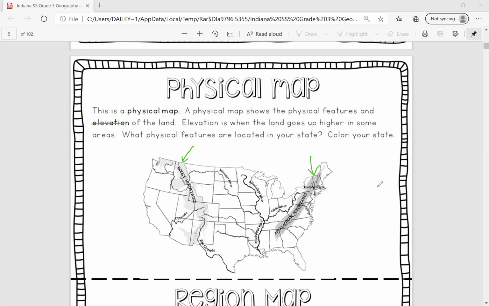What physical features are located in our state? Do we have a high elevation? Do you see mountains around us? We have a low elevation. We do not have many tall hills around us, and we have land that is great for farming.